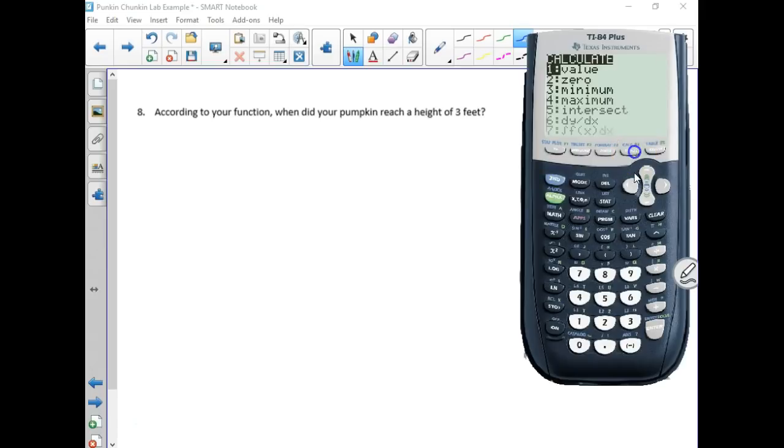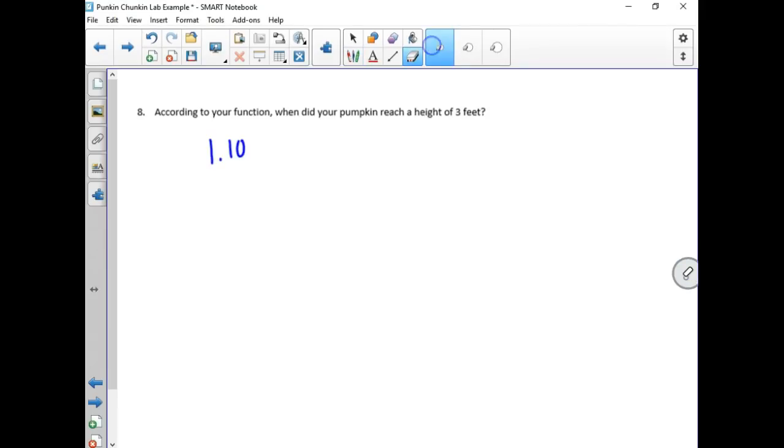We'll go second trace. This time we're looking for the intersection, number 5. So hit enter. It will always do first curve and second curve right, as long as you have just two equations. If you go over here, we're going to find this one right here when we hit guess and enter. So I get 1.10, well, see, that'll round up to 1.110 seconds.